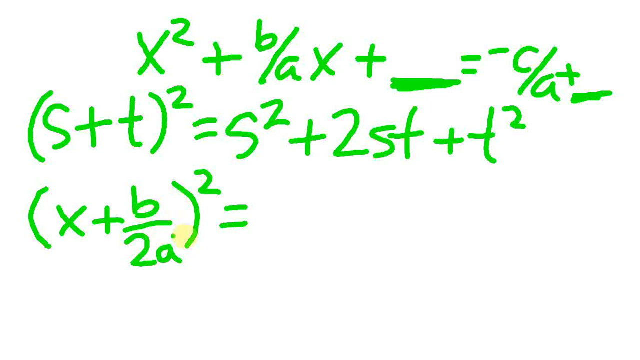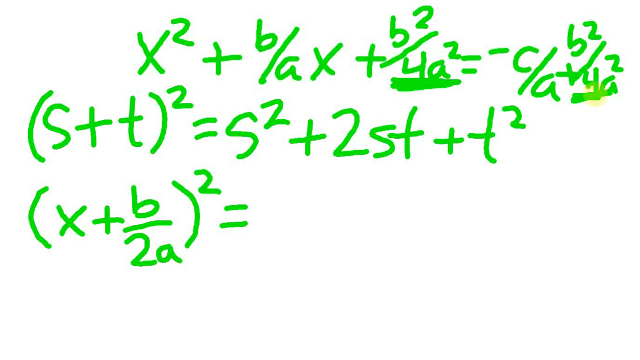So here, twice our t value would be b over a. So our t value needs to be half of this b over a, b over 2a. Okay, and then you'll see over here, the t squared, that's going to be b over 2a squared. So we get b squared over 4a squared. And get the same thing on this side.